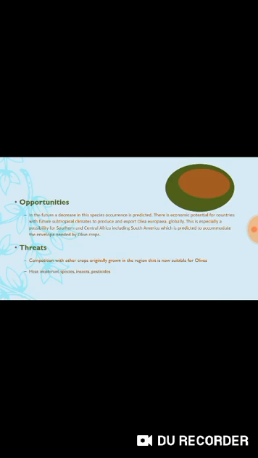There are opportunities in the future for the species and its predicted occurrence. There is economic potential for countries with future subtropical climates to produce and export Olea europaea globally. This is possible for Southern and Central Africa, including South America, which is predicted to accommodate the envelope needed by olive crops. The threats that this poses: competition with other crops originally grown in regions that are now suitable for olives, and the temperatures, such as heat intolerant species, insects and pesticides, pose a threat as they would destroy the crops and there won't be much produce provided.